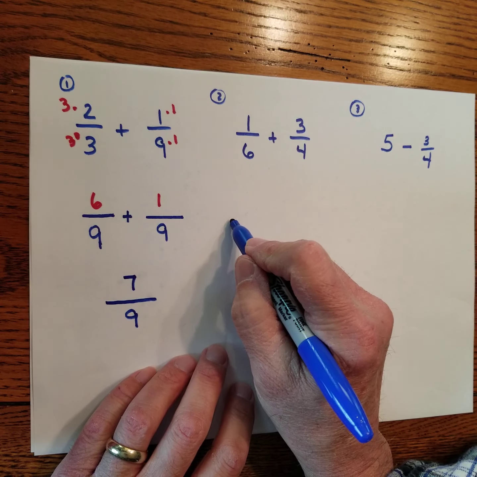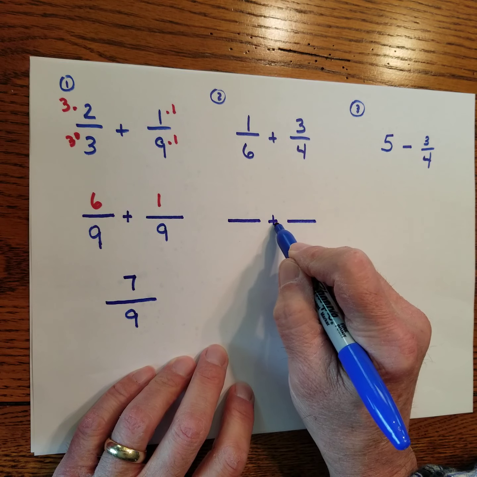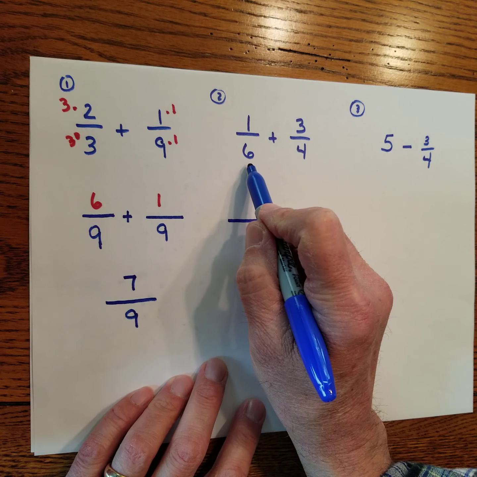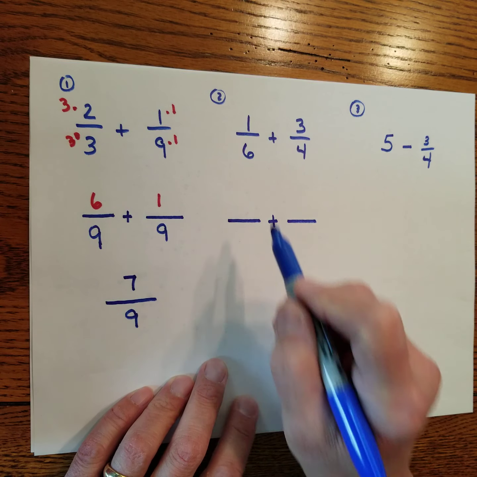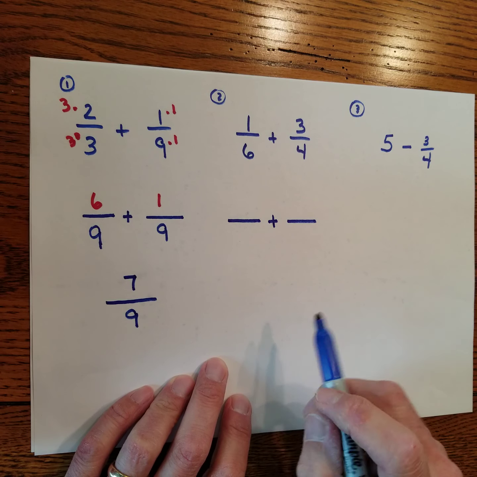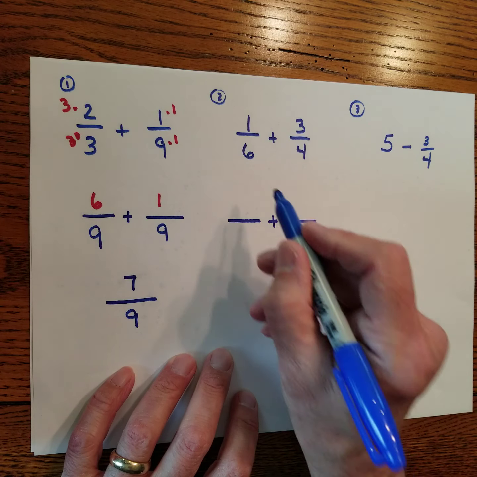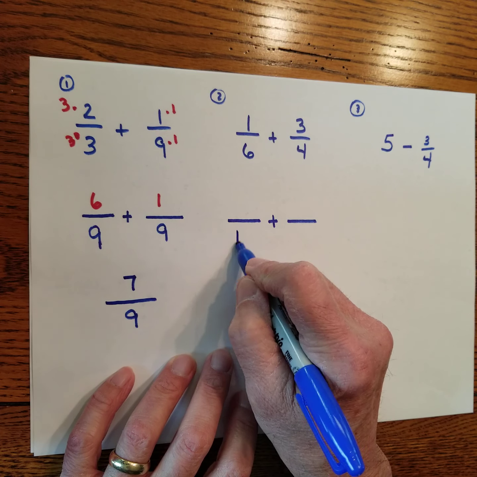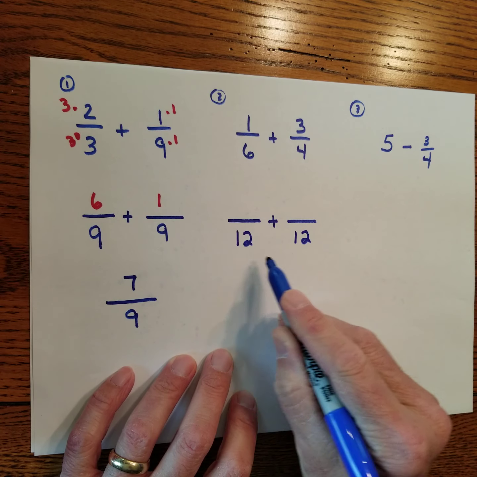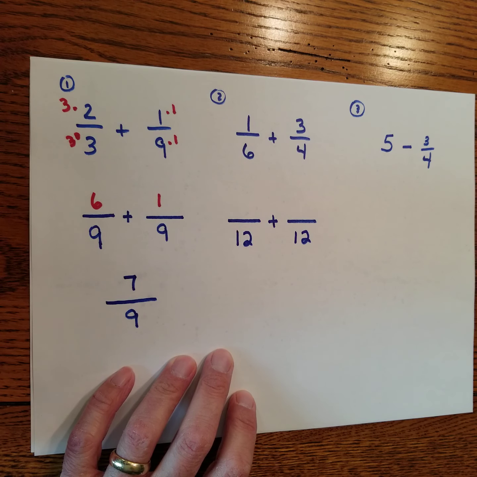For number 2, again, I need a common denominator. I check to see if the smaller one divides evenly into the bigger one, but 4 does not go evenly into 6. So instead, I must find a larger number that 4 and 6 both divide into. Well, I know that 6 divides into 12 and 4 divides into 12. 12 is the smallest number that 6 and 4 both divide into.